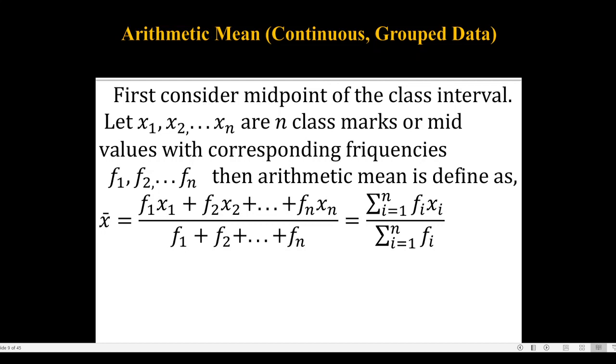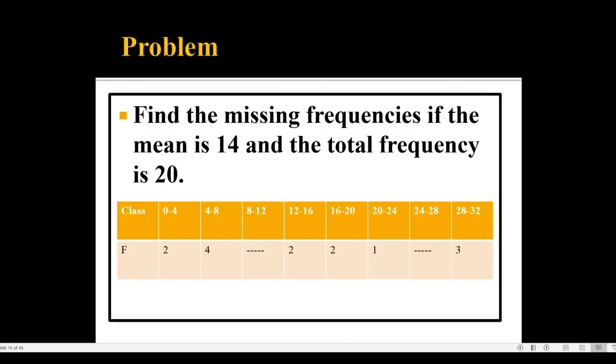First, the definition of arithmetic mean: if continuous or grouped data is given as x1, x2, up to xn, suppose these are our class marks or mid values, and the corresponding frequencies are f1, f2, up to fn, then the arithmetic mean is defined as x bar equals f1 into x1 plus f2 into x2 up to fn into xn upon f1 plus f2 up to fn. This is our formula.